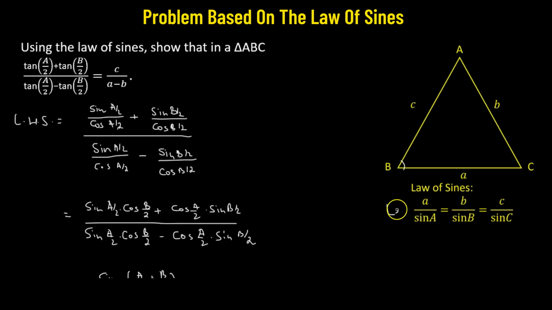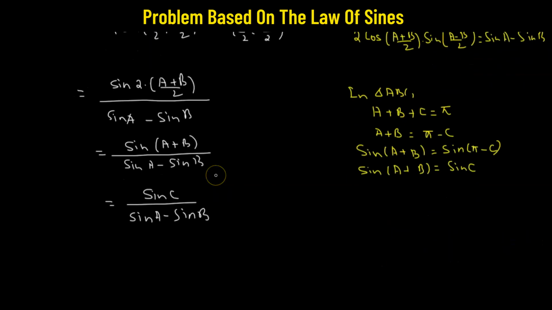So if we consider that these ratios are equal to some constant 1 over lambda, then we can rewrite sine A as lambda times a. Sine B will then be equivalent to lambda times b, and sine C will be equivalent to lambda times c. So we will use these three values and replace them back in our final result.